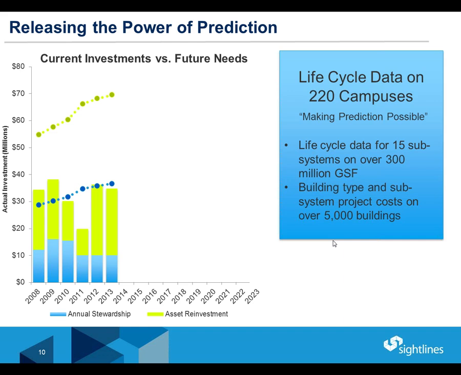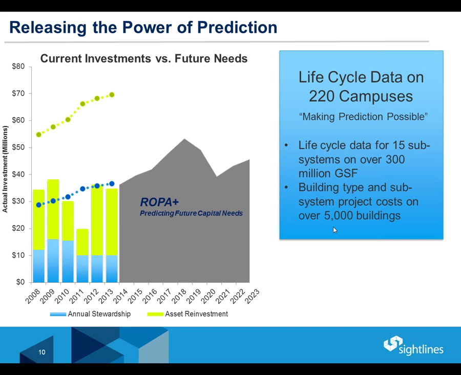The chart here that's showing on your screen right now is the traditional ROPA chart that you've seen. We show annual stewardship, we show asset reinvestment, we show a target need, we show an equilibrium need. Our ability to predict now allows us to say what those needs will look like going out into the future.